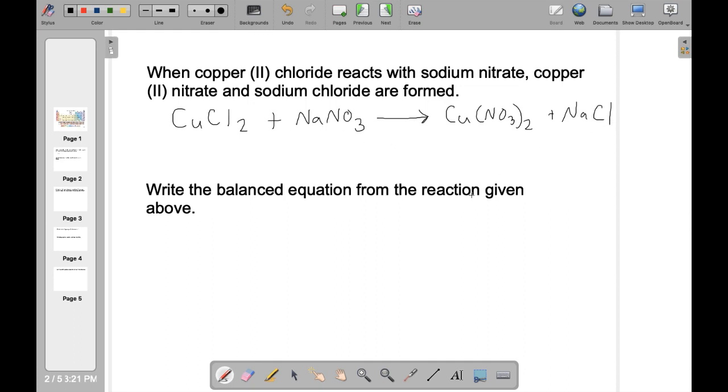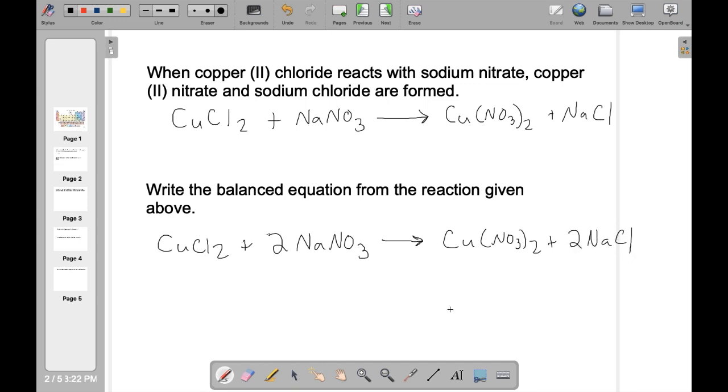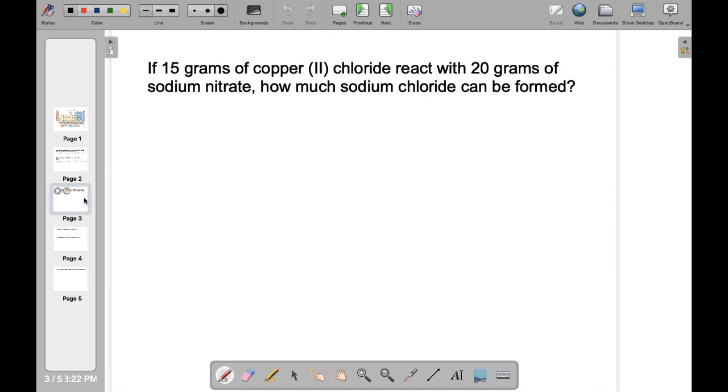So now we've written out our equation. Let's go ahead and balance this. CuCl2 plus 2 NaNO3. And yes, I wrote all this out and balanced this before the video. I wish I could do it this fast, but I needed to look at a few things. So we have copper nitrate plus sodium chloride. Well, we've successfully done the first step of this problem. Let's leave this here and go to the second step.